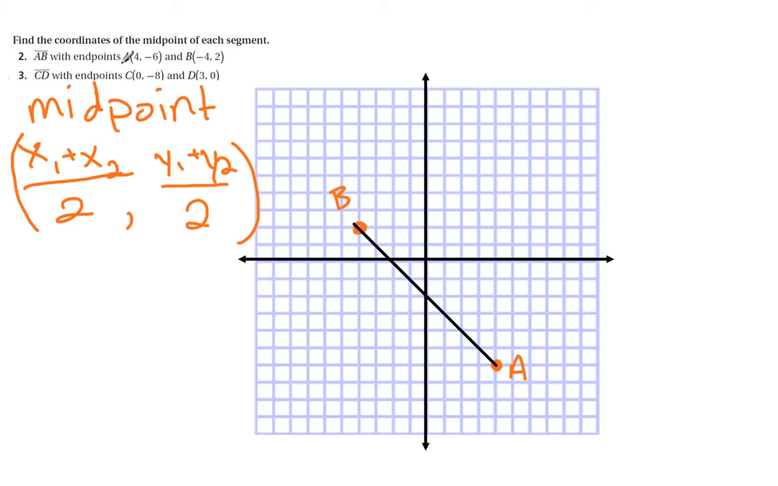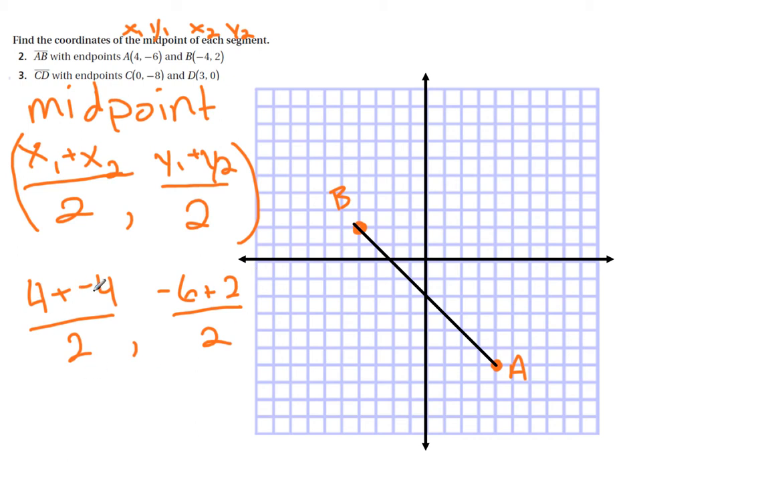Okay, so let's work this out. We're going to call A x1 y1, and this one x2 y2. It doesn't really matter. We could switch these around, but this came first, so we'll call it 1. So x1 is going to be 4 plus -4 divided by 2, and then our y value is going to be -6 plus 2 over 2.